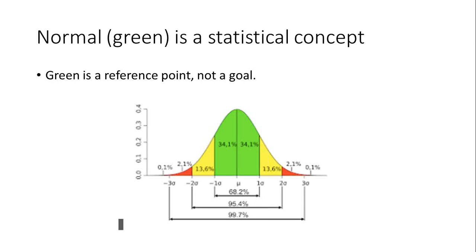And green is a reference point. It's not the final goal. You're not looking to get every map green. That's not even realistic. What you're trying to do is move people towards the green, and move them enough towards the green so that they experience symptomatological changes.